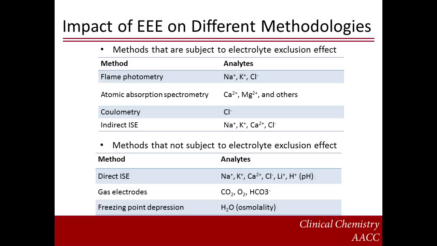This slide summarizes the different methods that are impacted by the electrolyte exclusion effect. In general, flame photometry, atomic absorption photometry, coulometry, and indirect ISE will be affected, while direct ISE, gas electrodes, and freezing point depression are not affected.